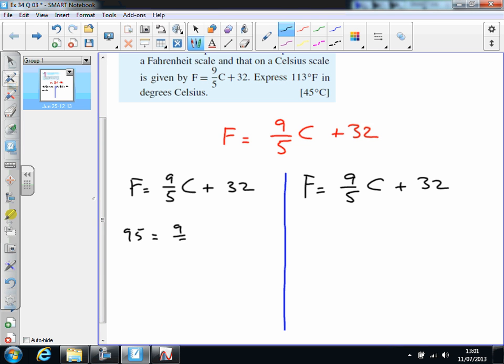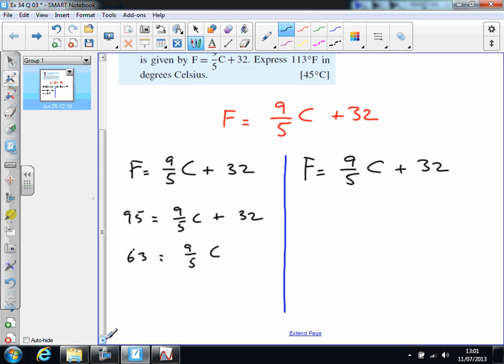So 95 equals 9/5 C plus 32. Well, if you look at the right hand side, the first thing to get rid of is the 32, so subtract 32 from both sides. So 63 equals 9/5 C. Now multiply both sides by 5. So 63 times 5, well 10 times 63 is 630. Half of 630 is 315. 9C. And then divide both sides by 9 and you get the temperature in centigrade.